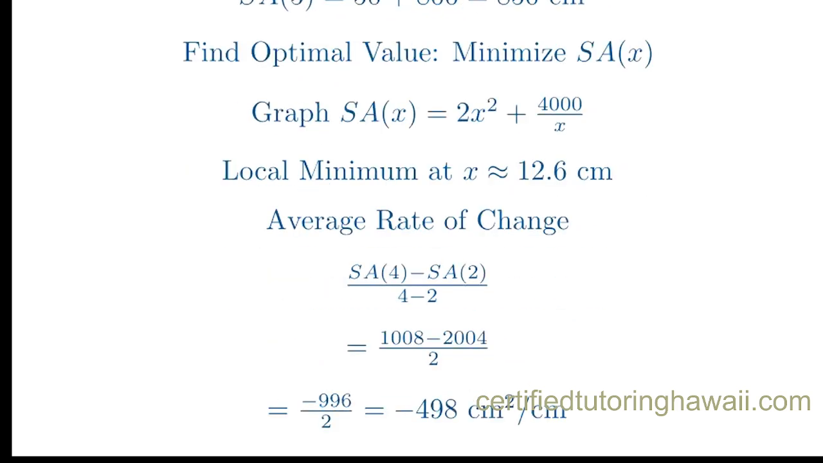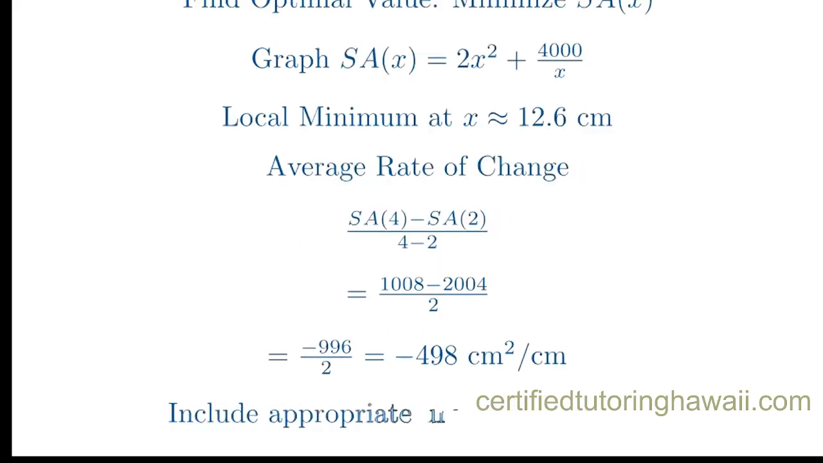This means, on average, for every 1 centimeter increase in the side length in this interval, the surface area increases by 1,000 square centimeters. And it's critical to include appropriate units in all our answers. For surface area, that's square centimeters. For rate of change, it's square centimeters per centimeter. This gives meaning to our numerical results.